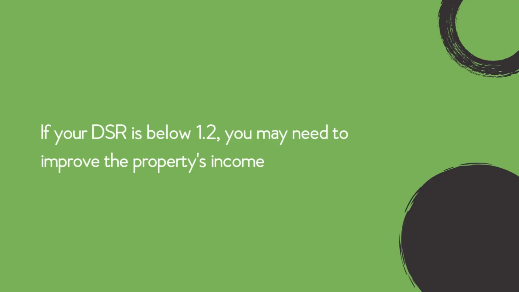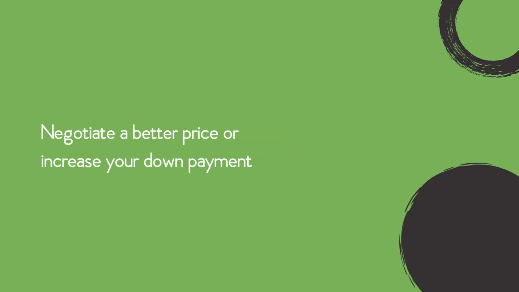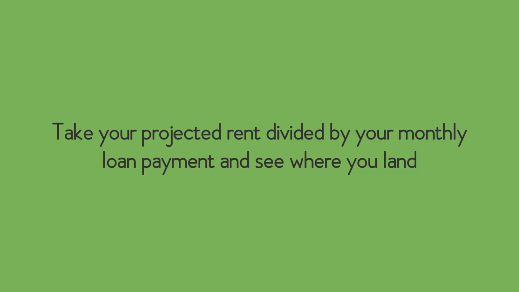But remember, DSCR loans are all about the math. If your DSCR is below 1.2, you may need to improve the property's income, negotiate a better price, or increase your down payment. If you're above that 1.2 mark, you have options, and the higher, the better. So before you even make an offer on your next property, run the DSCR calculations yourself. Take your projected rent, divide it by your monthly loan payment, and see where you land. That one number can open up doors or save you time chasing deals that won't work.